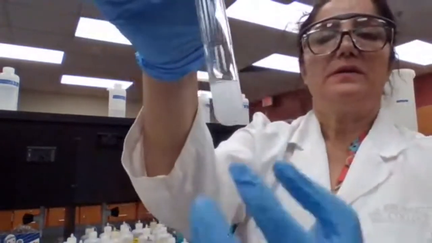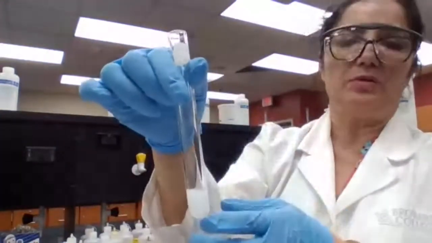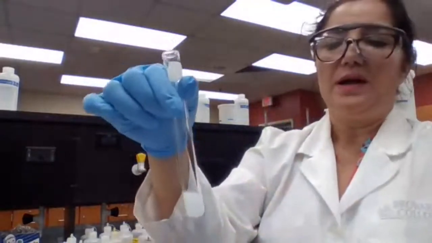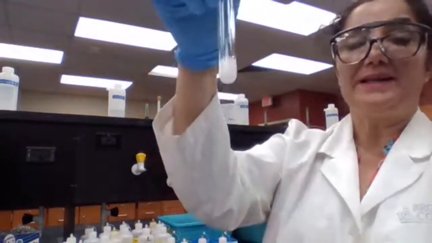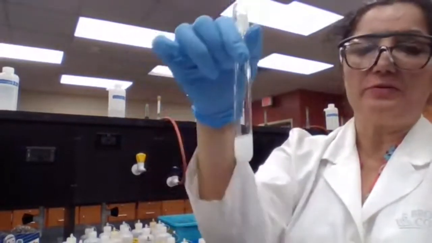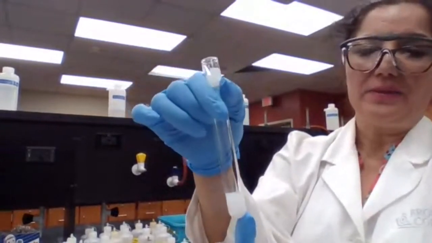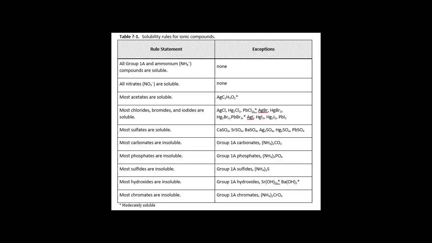The product is milky. That means there was one product that was not soluble in water. If everything is soluble, we would see a clear solution just like water. If a precipitate is forming, we identify it using the solubility table. But since I already looked this one up, it is barium sulfate. So that's our test tube 1.